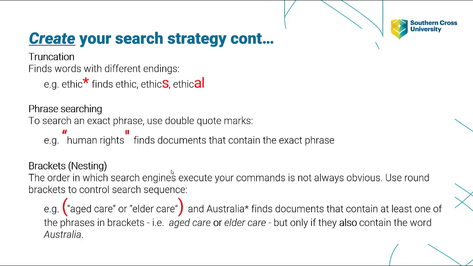And finally, you need to start using brackets so that you can control the order in which the search engine or the database will search your words. So for example, if I want to search for aged care or elder care, I put those 2 phrases in brackets and then add AND Australia. That way the database knows that I want to find either the term aged care or elder care, but only if the article also mentions the word Australia.